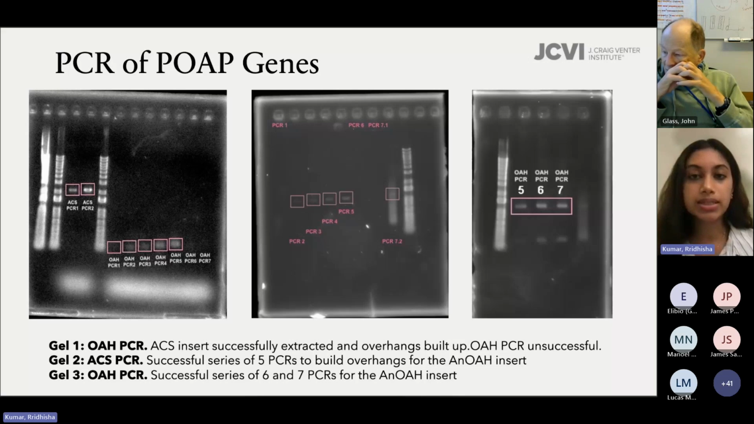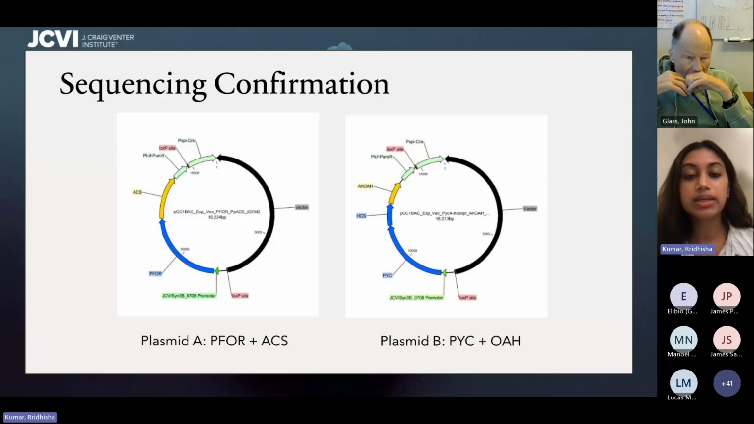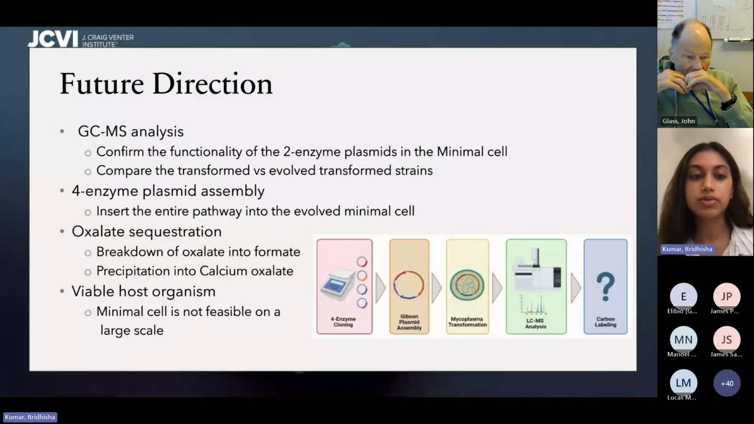So we then performed Gibson assembly and sent them for sequencing. And we got confirmation that the enzyme pairs were correctly integrated onto their respective plasmids. After this point, we transformed them into our minimal cell. And now the current stage we're at is that we have 2 strains of the minimal cell containing half of the pathway each. Now, since this is an ongoing project, our next steps would be to perform GCMS analysis and confirm the functionality of the 2 enzyme plasmids in the minimal cell.